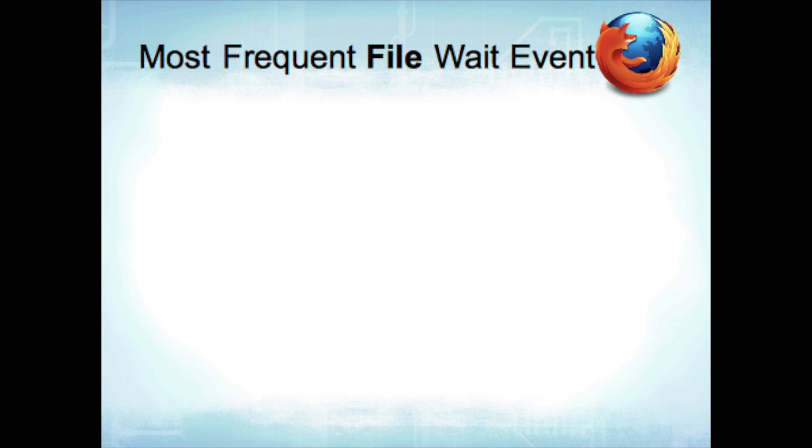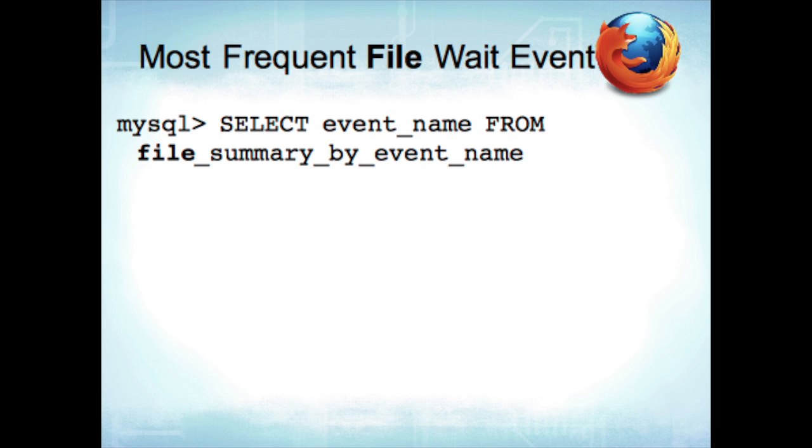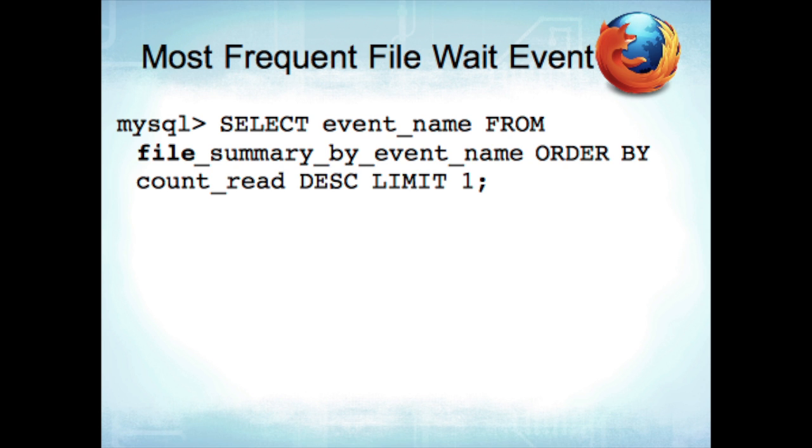What about the most frequent time that there was a file that waited? Not just anything that waited, a file that waited. There's a file summary by event name. Now you're starting to see there's a lot of tables. There's over 50 of them. How do you know what to look at? Well, I know because I've read about what table has what. You can look at the MySQL manual, and there's also a helper tool that we'll talk about in a few minutes. So here, the most frequent file wait event reads, order by count read descending, limit 1.